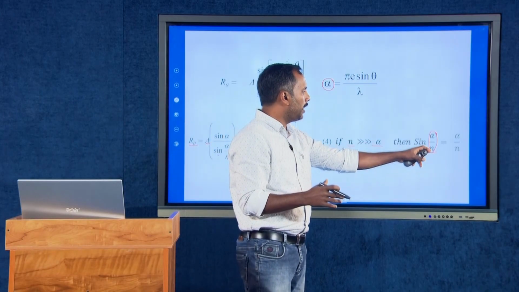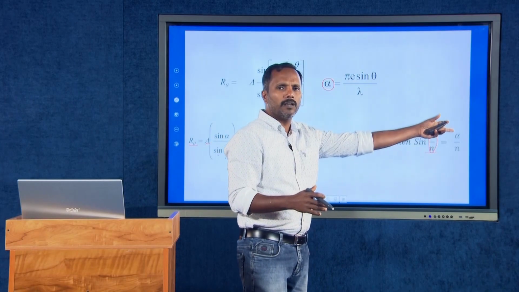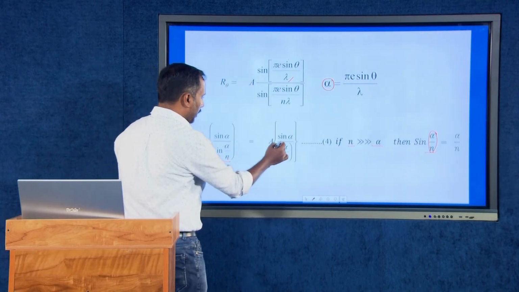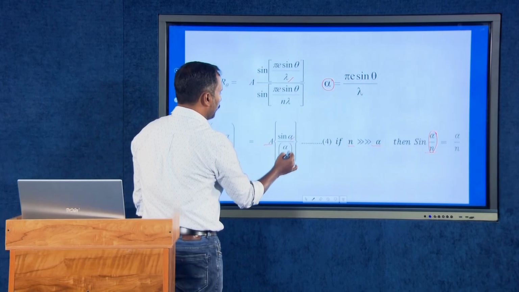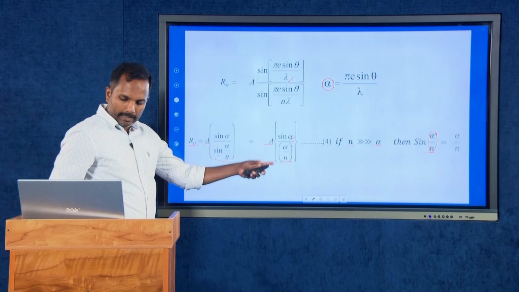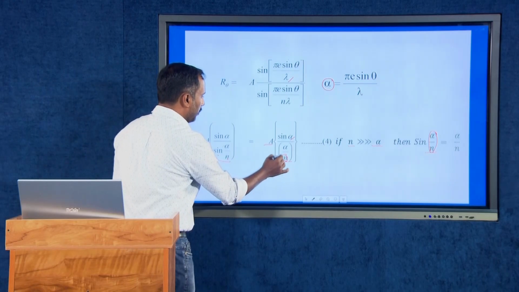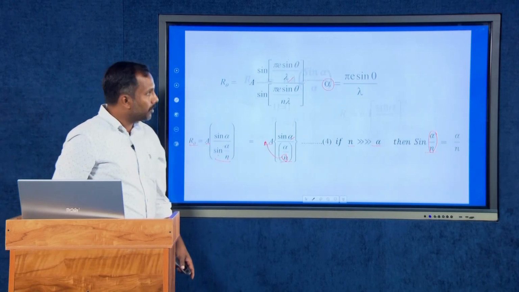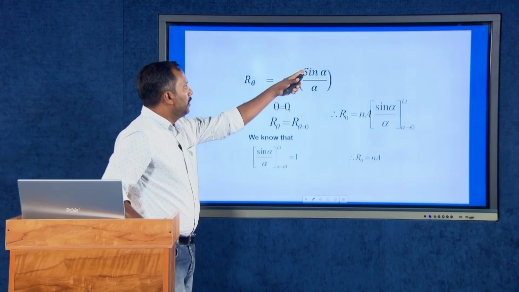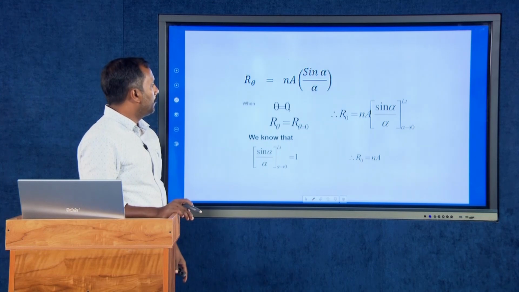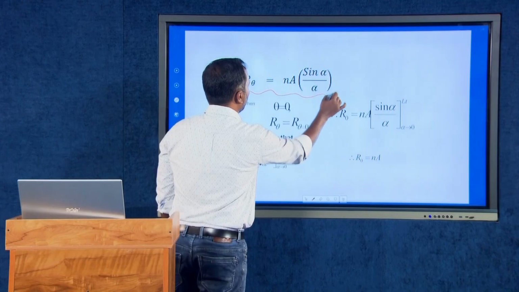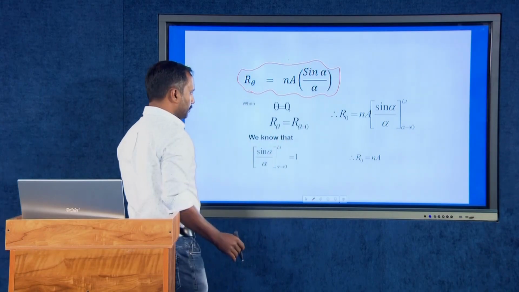Therefore you can write sin alpha by n is approximately equal to alpha by n, and in this formula I can write a into sin alpha divided by simply alpha n. So rearranging this formula, I am taking this n here, therefore I will have the resultant amplitude as r theta is equal to n into a into sin alpha divided by alpha. So this is the equation for the resultant amplitude.